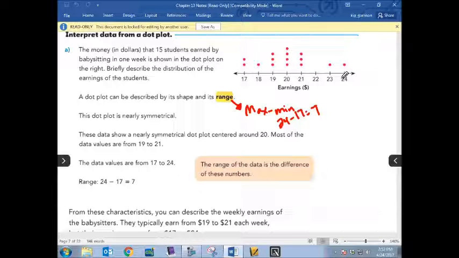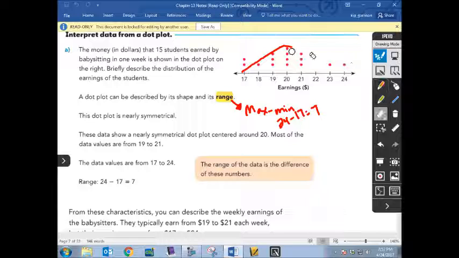It says this dot plot is nearly symmetrical. It might not look exactly like the one above, which was perfectly like this, with a tip and then straight down from there. In general, you want to make a general statement about the shape of it. In this case, I'm seeing the majority of the data right in the middle, and then I'm seeing it taper off going that way and taper off going that way. So that would be a symmetrical shape.